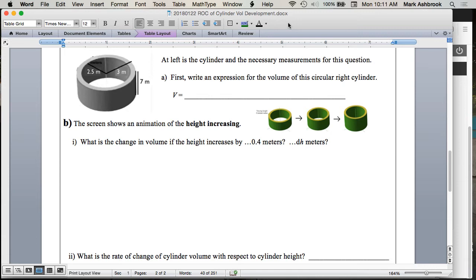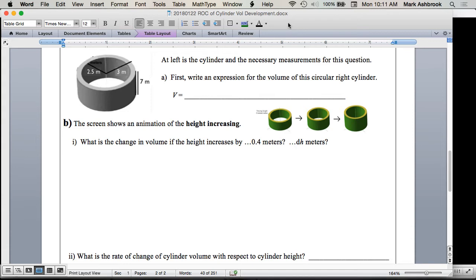So I'm going to lead you through this. You need to write an expression for the change in volume if the height increases by 0.4 meters. First of all, how do you represent a change in a quantity? Then you're going to use your basic volume that you did in part A. And then what is the change in volume if the height increases by just any change, dH?